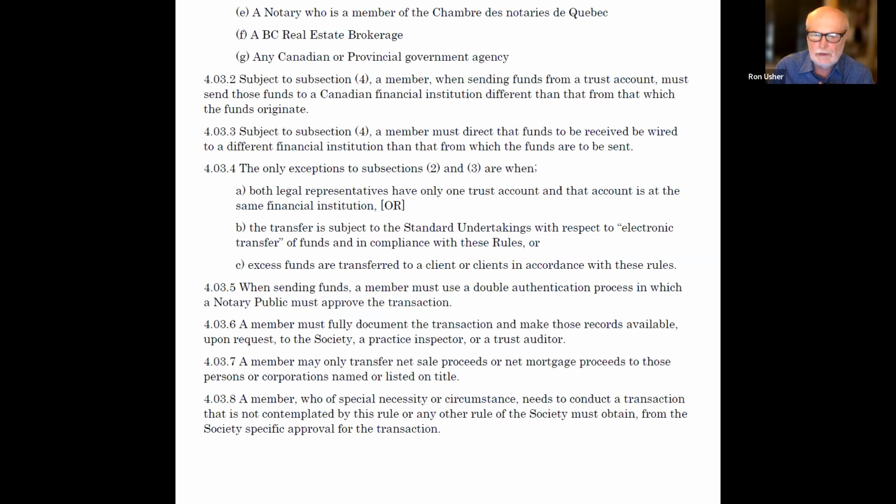You've got to fully document it, and this is where you're going to get out paper and capture records that say exactly what's happened. Those can, of course, be available to the society practice inspectors and auditors. Rule 7 makes it clear you can only do this to people on title. This is not for use when you've got more complicated payouts to do.